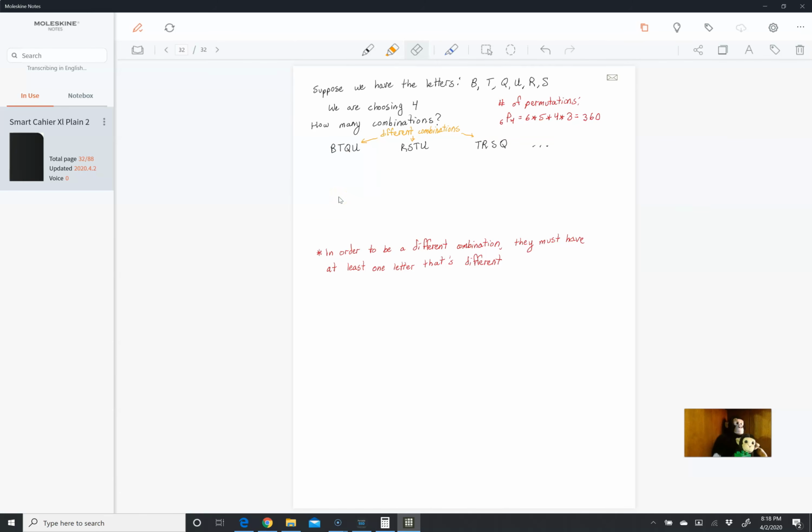So for example, B, T, U, Q, this is the same, okay? It's a different permutation, but it's the same combination. The same thing is true with this one. It's a different permutation, but it's the same combination because all the letters are the same. Here's another one.